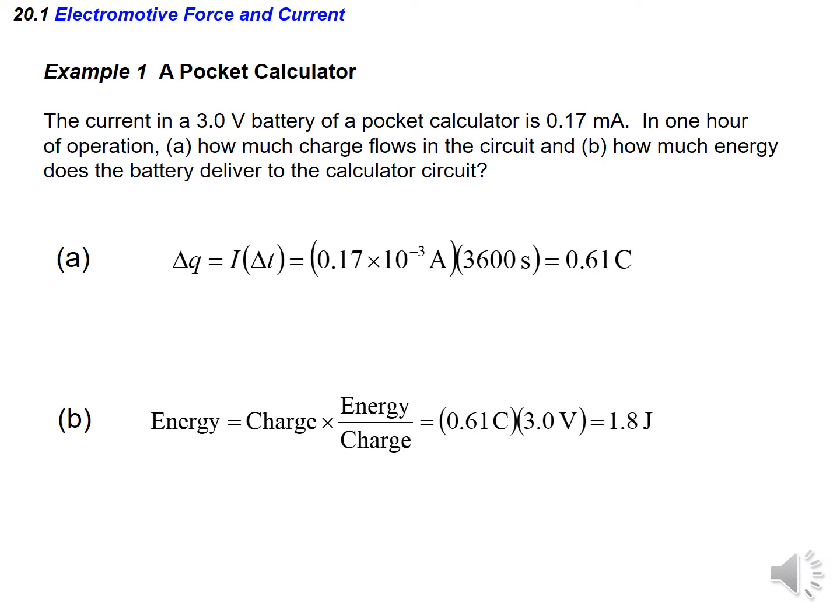In this problem about a pocket calculator, we have the given potential difference. The potential difference here is a 3.0 volts battery. Okay guys, please be reminded that in solving problems we need to identify the units, and based on the units we can already determine the quantity.